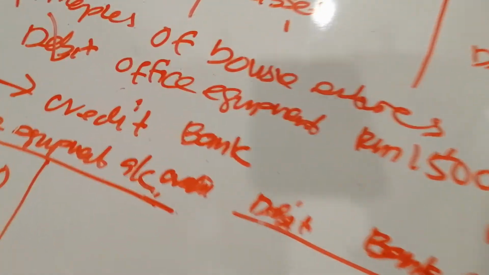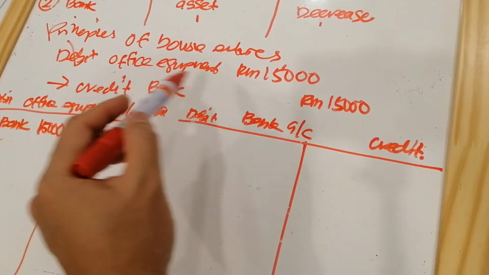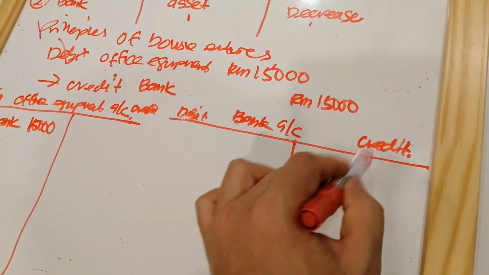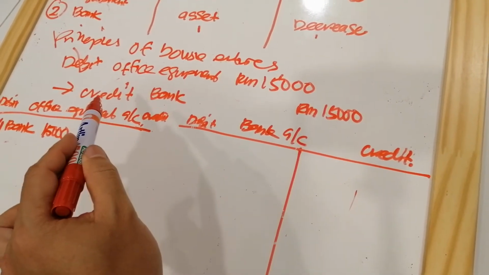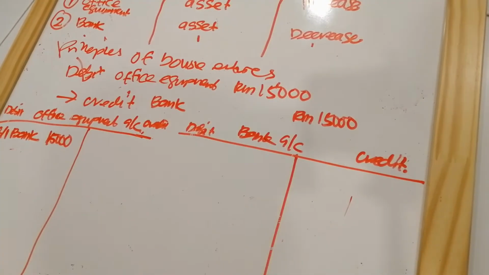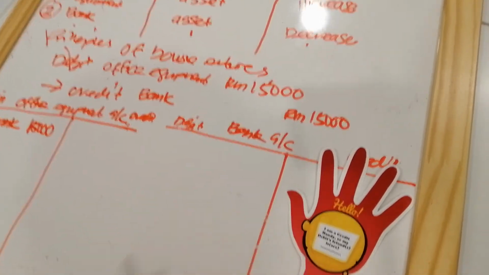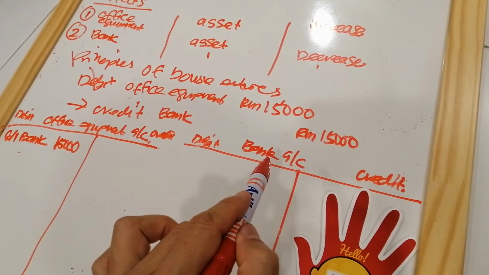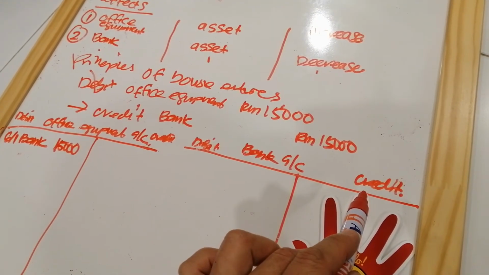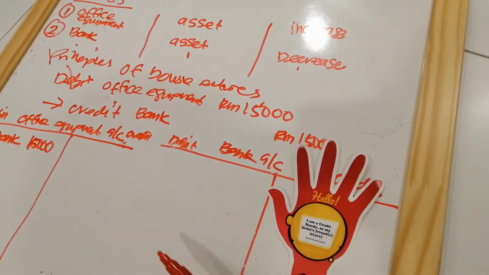Then you go to the second one, credit bank. So you go to the bank account. Okay, bank is under credit. You go to the credit side, credit bank. You take the credit handy and put it on the credit side too. Again, bank, credit. So you go to bank, the credit side, you take the credit handy. All credit. So you read the statement here.